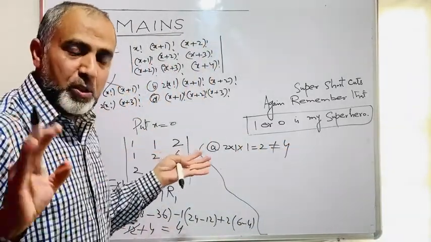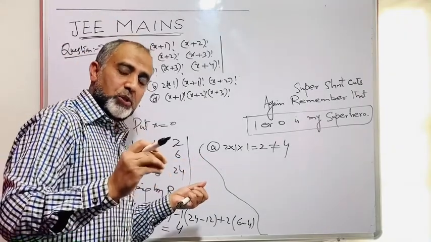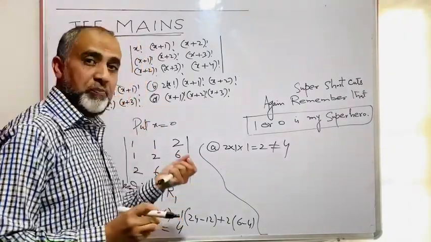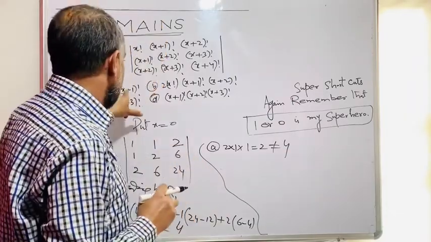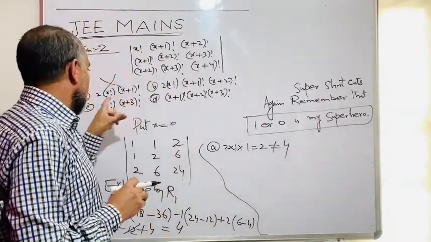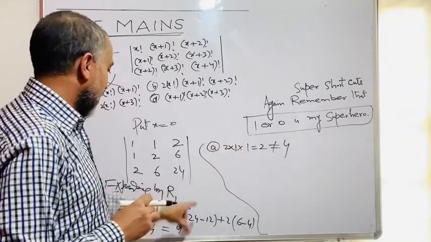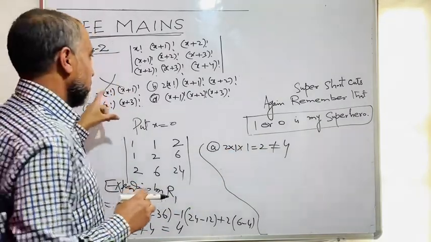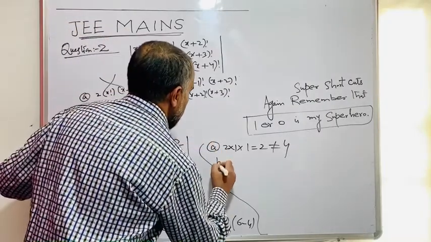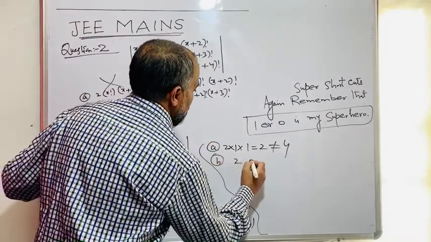Is it clear? What did we do? We put x is equal to 0 in the first option, x is equal to 0, 0 factorial is 1, which we proved. Here it is 0 plus 1, that's 1 factorial. Finally you got 2 into 1, that is 2, and that is not equal to 4, therefore this is incorrect. Now let's see the second one, in B we will see 2 into 0 factorial, right?